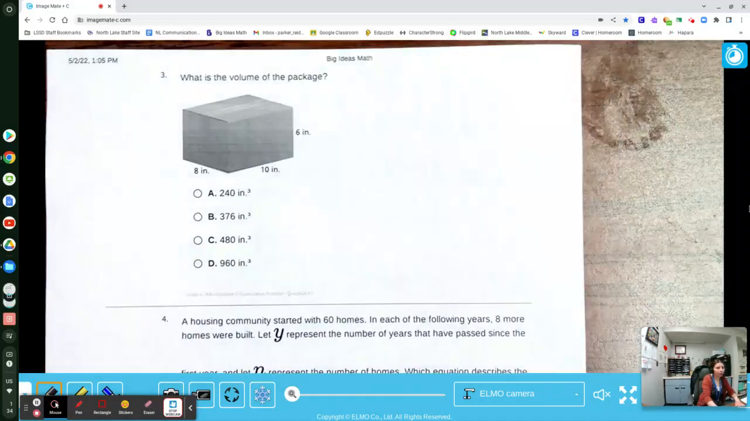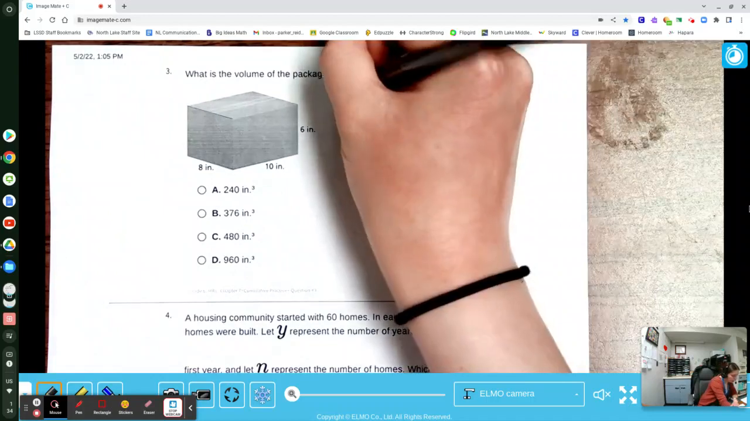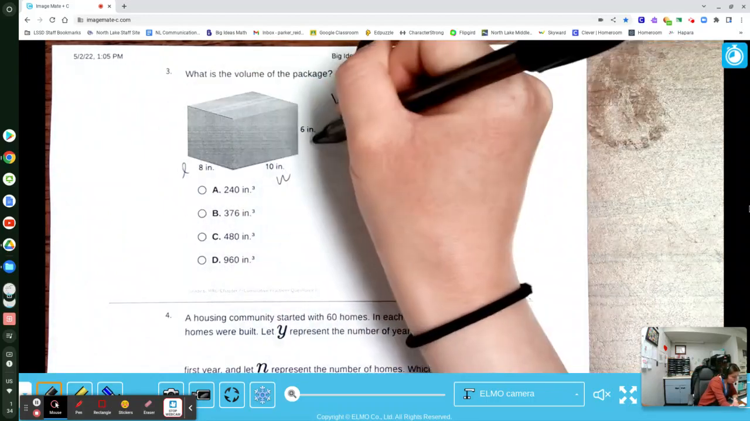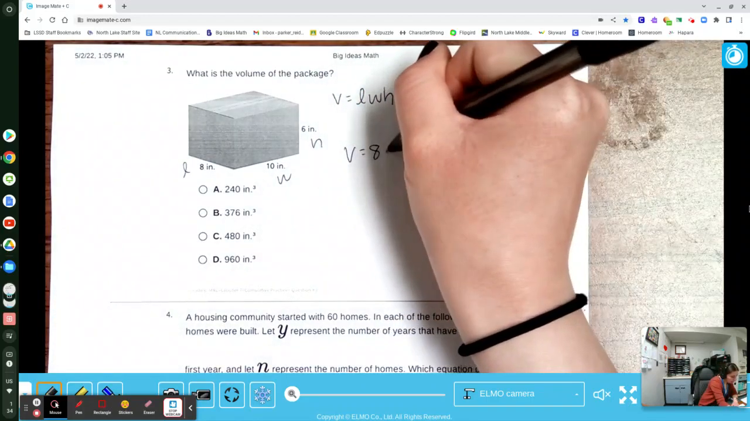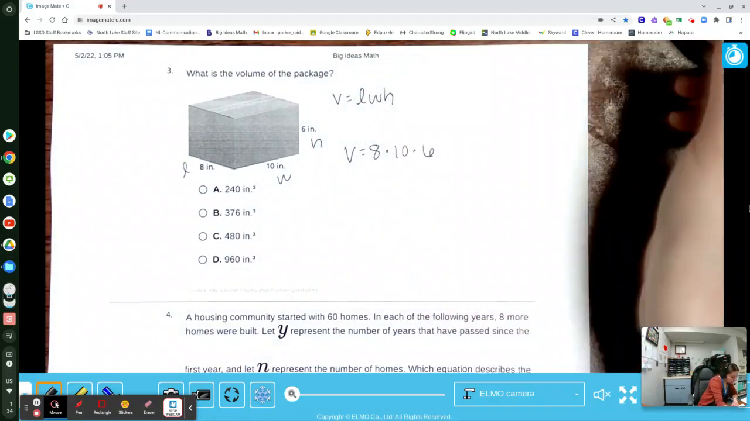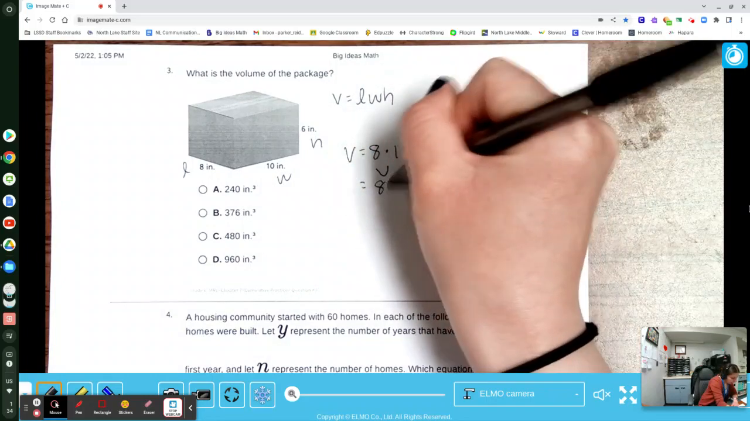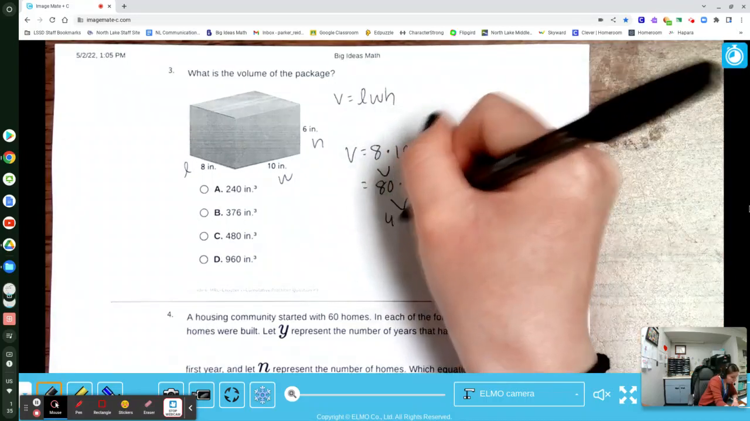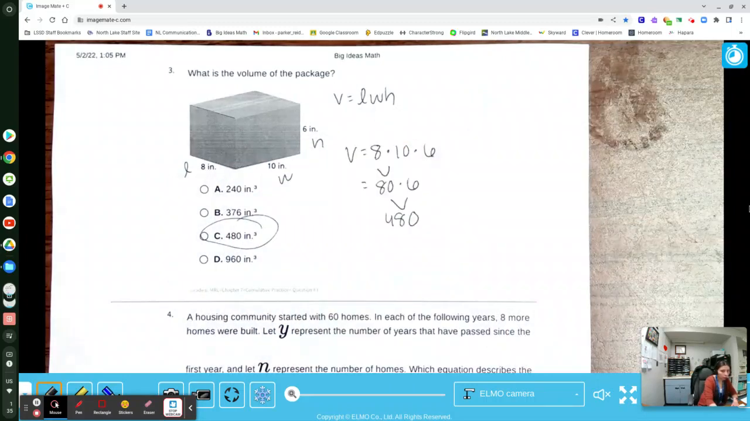Number 3, what is the volume of the package? So volume is when you multiply length, width, and height, all 3 measurements together. So that's what I'm going to do. Volume equals length, 8 times width, 10 times height, 6. 8 times 10 is 80. And when I do 80 times 6, I'm just going to do 8 times 6, 48, and then put a 0 on the end, 480. So it'd be 480 inches cubed.